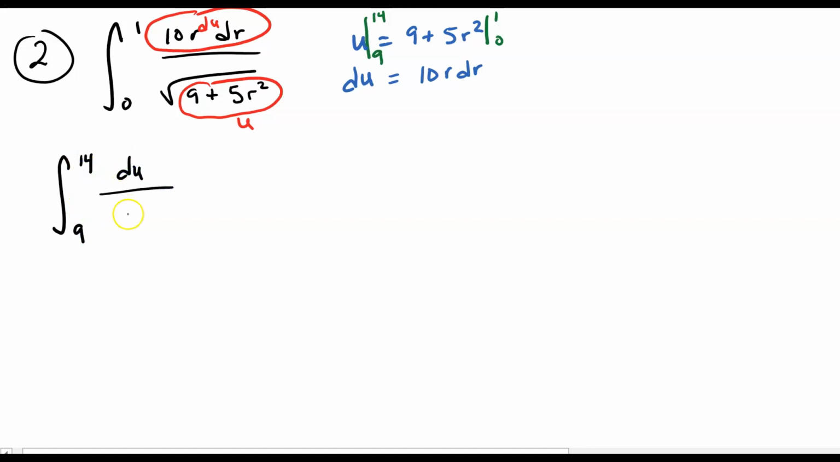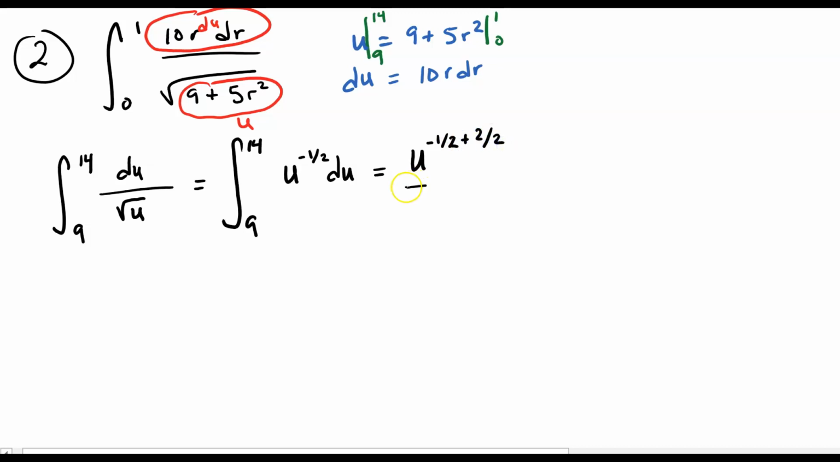And we have du in the numerator. In the denominator, we have a square root of u. So we've got to clean that up a little bit just so that we can get it to integrate nicely with the power rule. And so we're going to write this as u to the negative 1/2 power du. And now we are ready to apply that power rule, the antiderivative. So we're going to say u to the negative 1/2 plus 2 over 2, because we remember you add 1. That right there is 1/2, so we're going to divide by 1/2, and again we're evaluating this from 9 to 14.